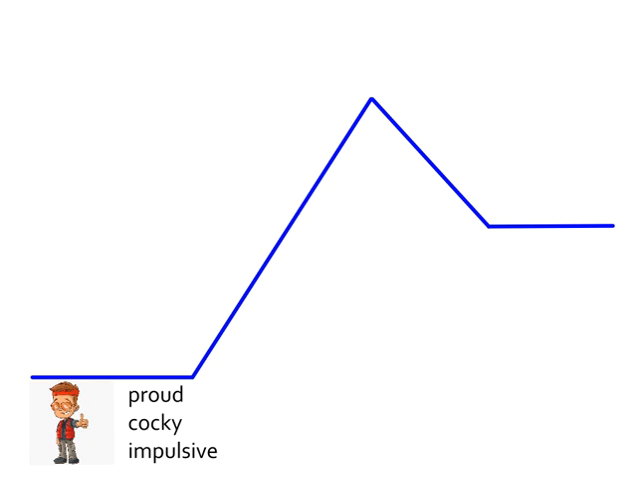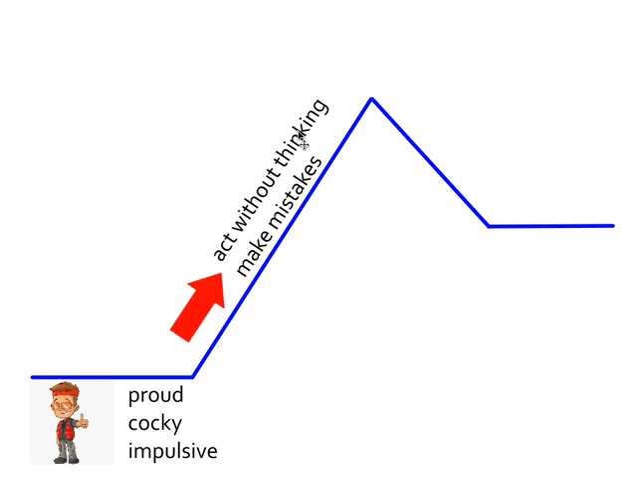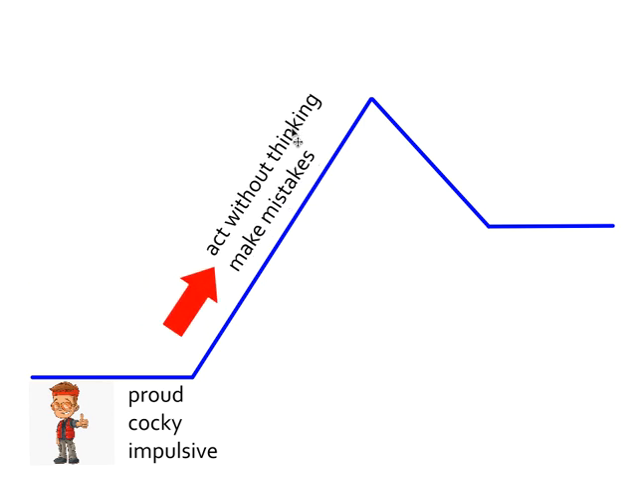There are going to be event after event after event where these character flaws get in the way of the character's ability to be successful. So for my character, the fact that the character is proud, cocky, and impulsive are going to cause him over and over and over and over to act without thinking and to make mistakes.